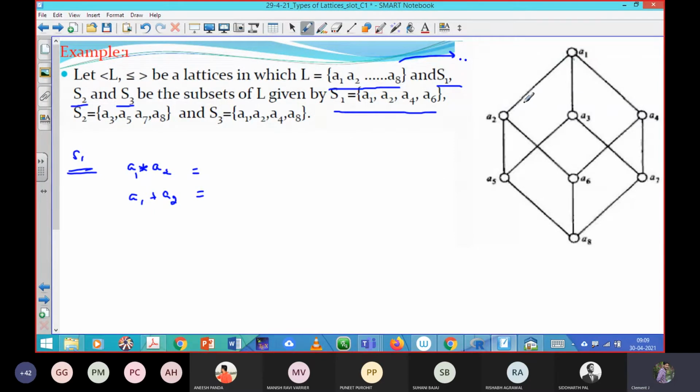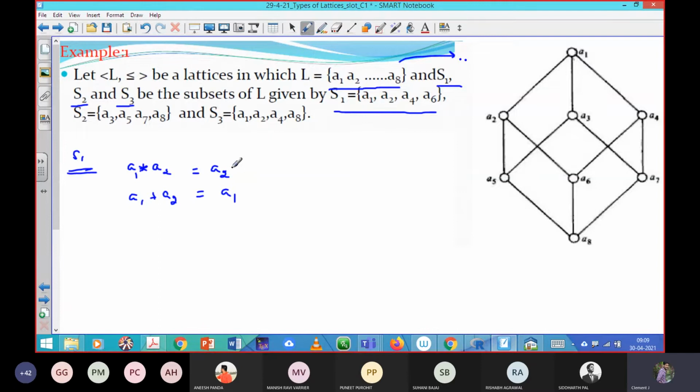Greatest lower bound, right? In your A1, lower bound means a lower level, and we want the greatest value. So what will be the answer? A2. Very good. A2. Okay. A1 plus A2, least upper bound. A1. Very good. That's it.